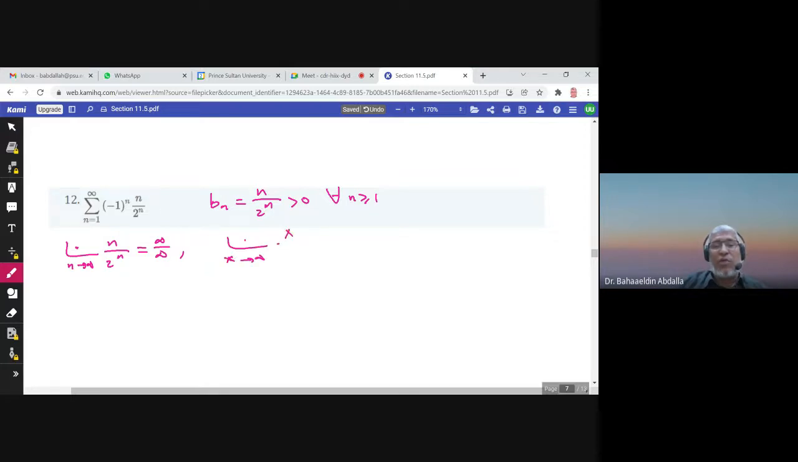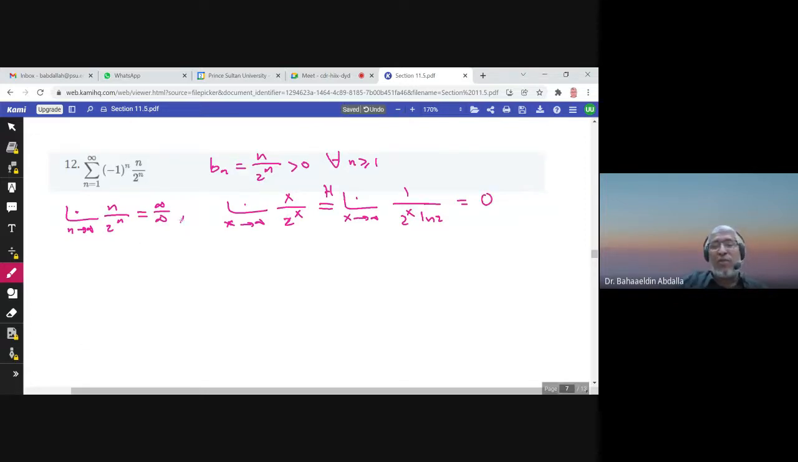So let us go to the function. Okay, we have infinity over infinity. So let us use L'Hopital's. The derivative of x is 1. The derivative of 2 to the power x is 2 to the power x times ln 2. 1 over 2 to the power infinity is infinity. 1 over infinity is 0. So the limit of n over 2 to the power n when n approaches infinity is also 0.